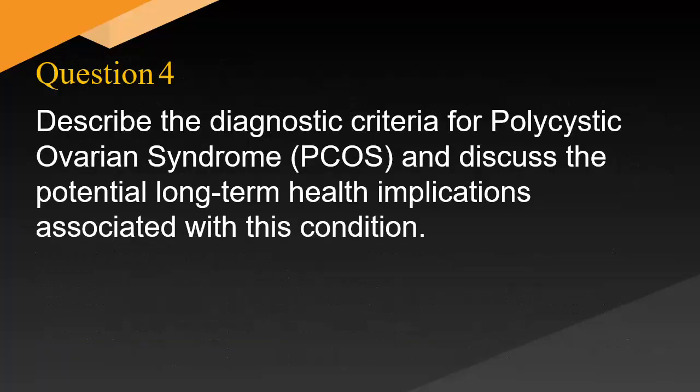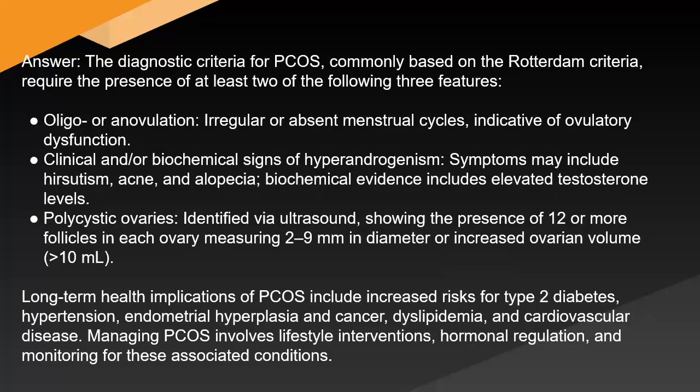Describe the diagnostic criteria for polycystic ovarian syndrome, PCOS, and discuss the potential long-term health implications associated with this condition. Answer: the diagnostic criteria for PCOS, commonly based on the Rotterdam criteria, require the presence of at least two of the following three features: oligo or anovulation, irregular or absent menstrual cycles indicative of ovulatory dysfunction; clinical and or biochemical signs of hyperandrogenism. Symptoms may include hirsutism, acne, and alopecia. Biochemical evidence includes elevated testosterone levels.